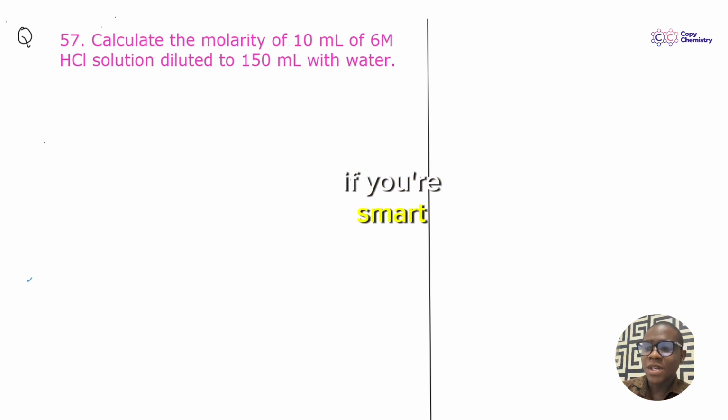So listen, if you're smart, you're probably done with this video in the next 10 seconds because you just need to do the C1V1, that's the initial concentration and volume, equate it to C2V2, that's the final concentration and volume, and then you find what is missing there, which will be the final concentration. You do your division and you're done. Right, so if you didn't get that, then I'm going to do it step by step and you'd eventually get it. So gather round.